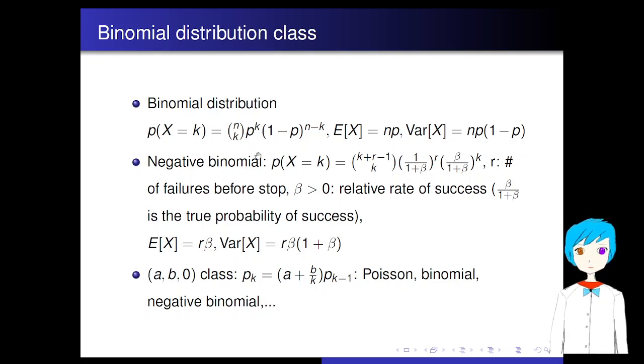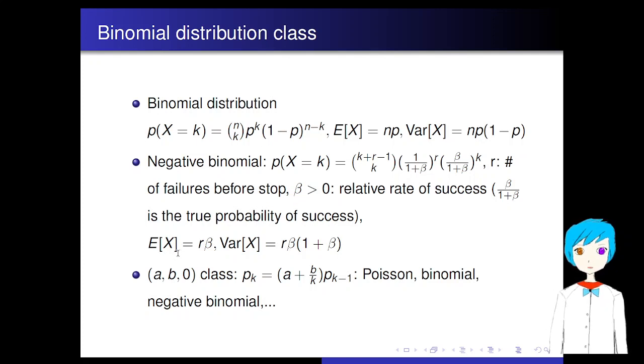We also have the negative binomial distribution, and this is the probability that the random variable takes the value k. Here, r is like the number of failures before we stop, and beta is the relative rate of success. Beta over 1 plus beta is the true probability of success. So essentially, we stop after we reach r values.